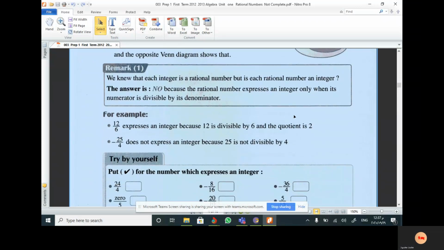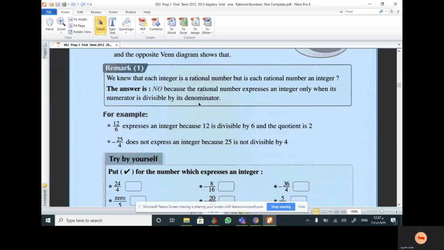Remark. We can say that any integer is a rational number, but not each rational number is an integer. Any integer is a rational number, but not all rational numbers are integers.